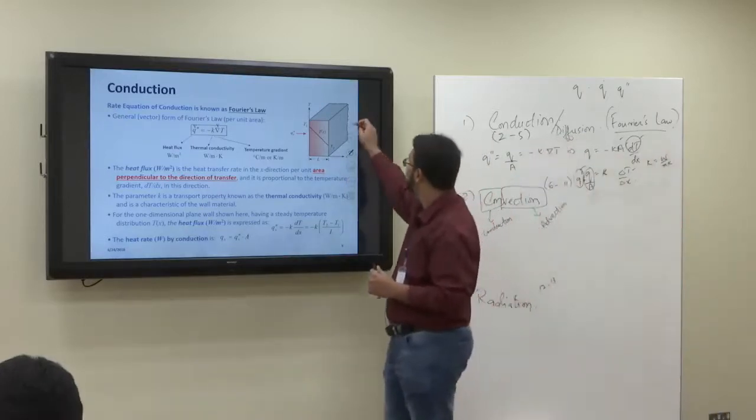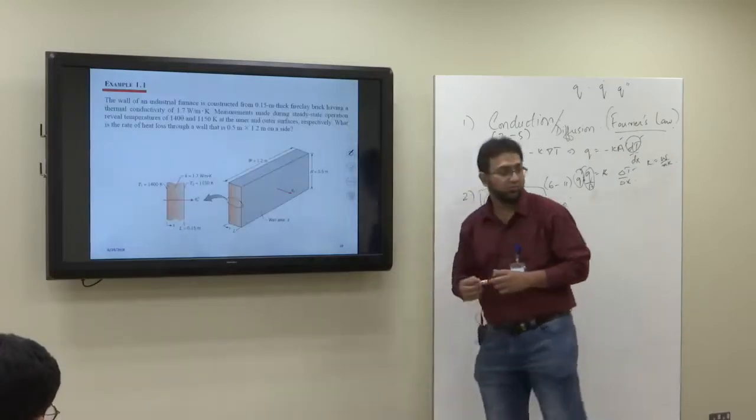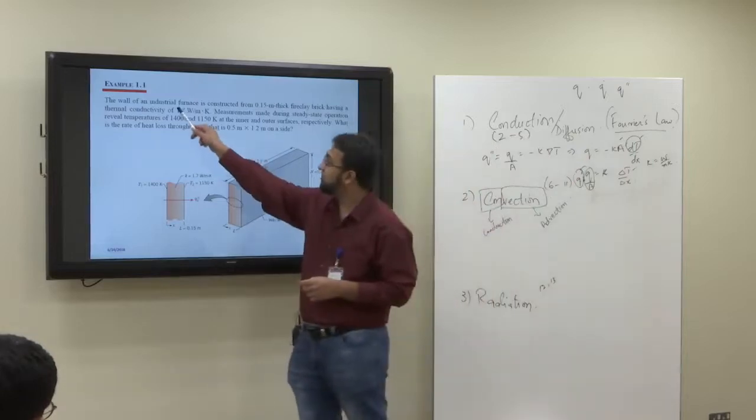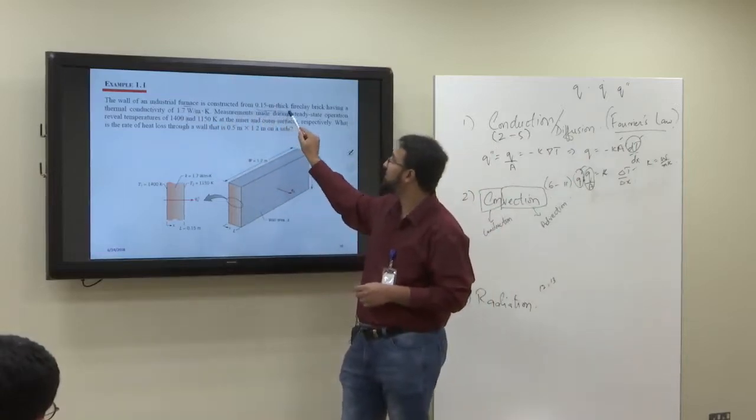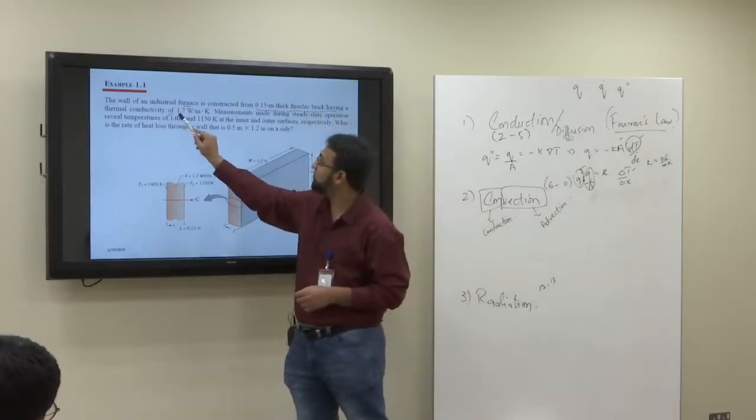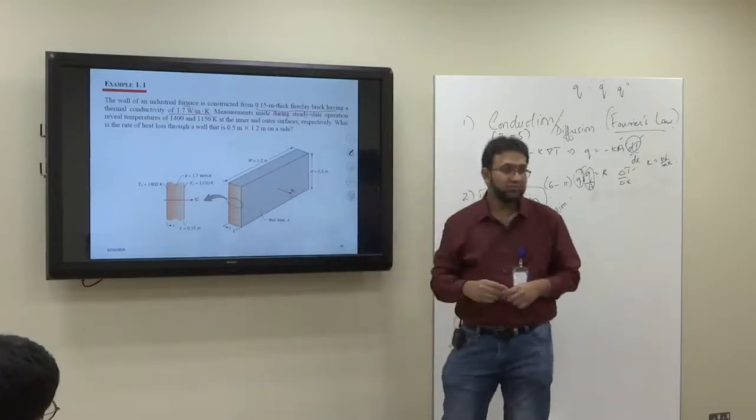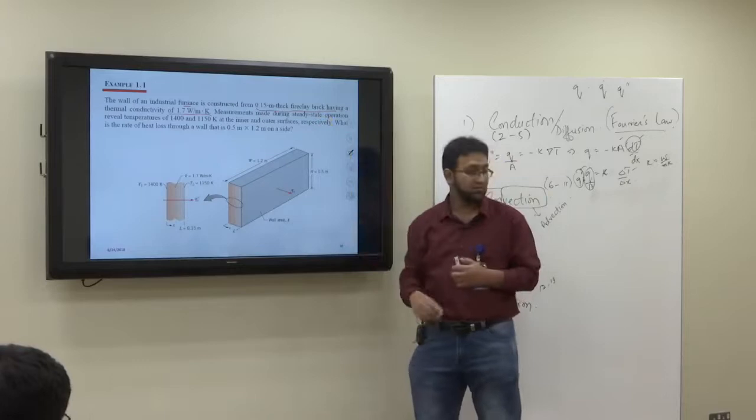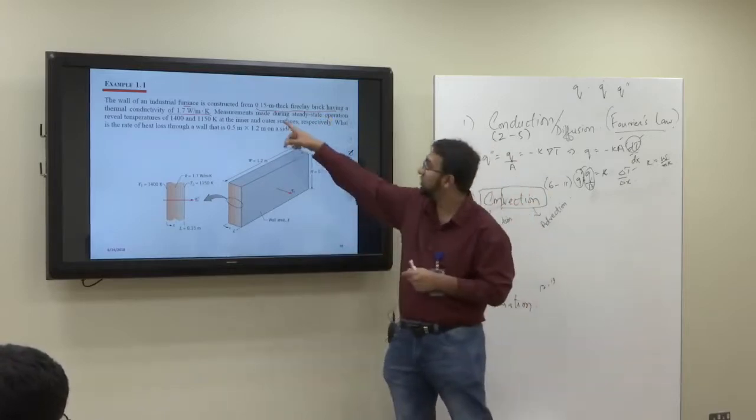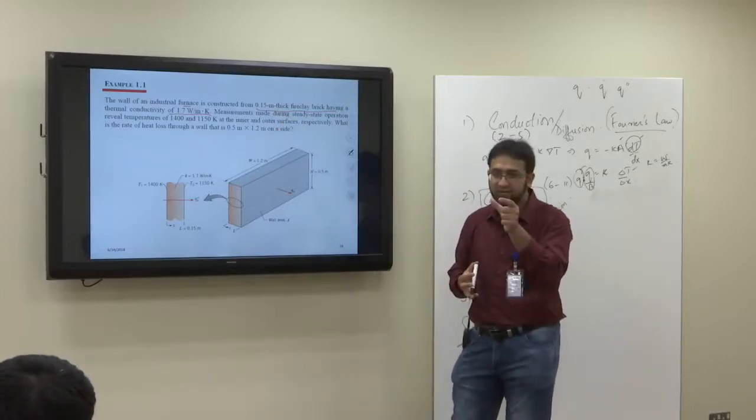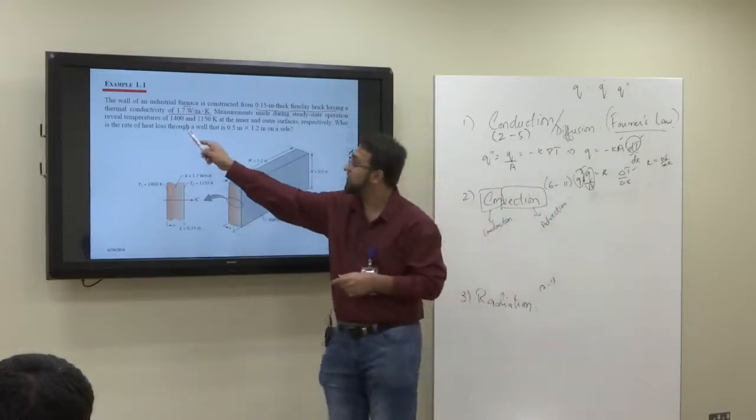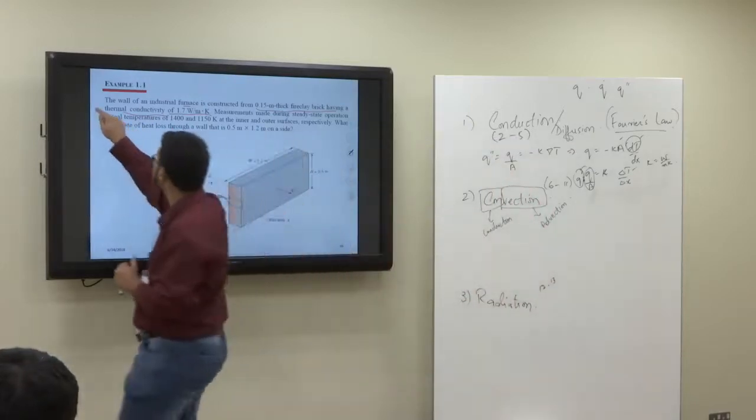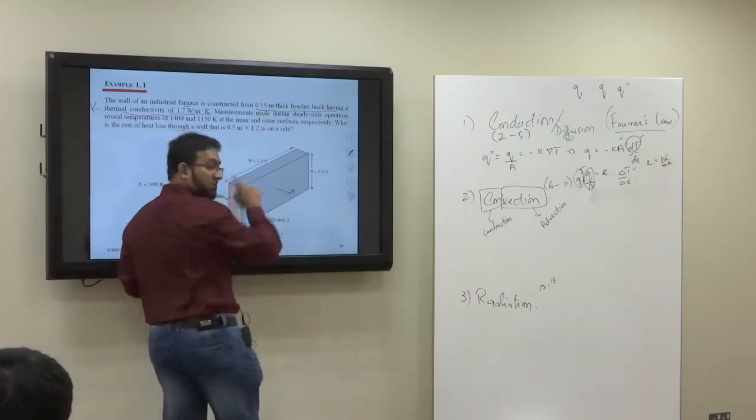Okay, so let's move ahead. Now we have a small numerical related to this formula that we have studied. The wall of an industrial furnace is constructed from 0.15 meter thick fire clay brick having a thermal conductivity of 1.7 watt per meter Kelvin. So you have a furnace and the wall of the furnace is made up of fire clay brick, and the thickness of this brick is given as 0.15 meter. For that material the thermal conductivity is given, so K is 1.7 watt per meter Kelvin, and the thickness of the wall is given.